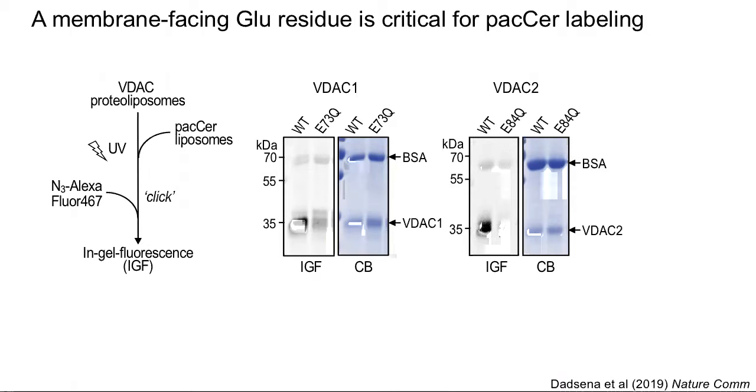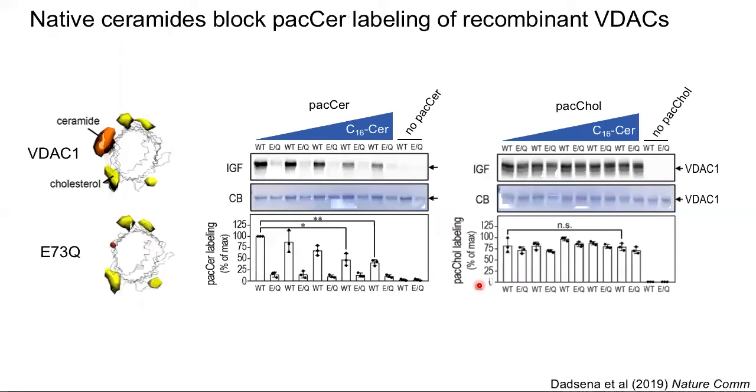And as you can see here, in line with the molecular dynamics simulation, substitution of the glutamate for a glutamine abolished photolabeling of both VDAC1 as well as VDAC2. And these results confirm that the membrane-facing glutamate in VDAC1 and 2 is a critical determinant of ceramide binding.